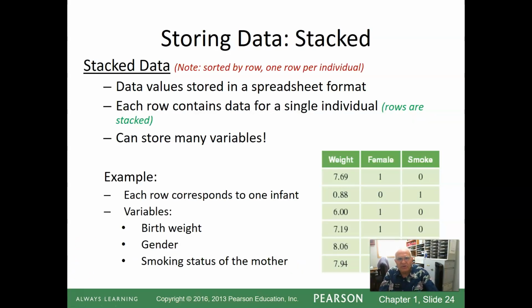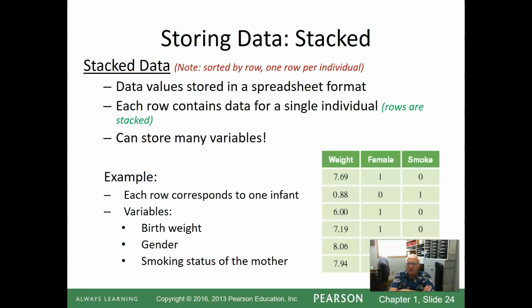Here's an example where we've got some stacked data. And by stacked, what we mean is that every row in this data set represents an observation, and each column represents a different variable. So in this case, they're measuring the birth weights, and they've got the weight of the baby that was born, whether or not the child was a female, and this is just a small subset, only 6 observations. I'm sure there's a bigger data set. And the third column is whether or not the mother had been smoking.